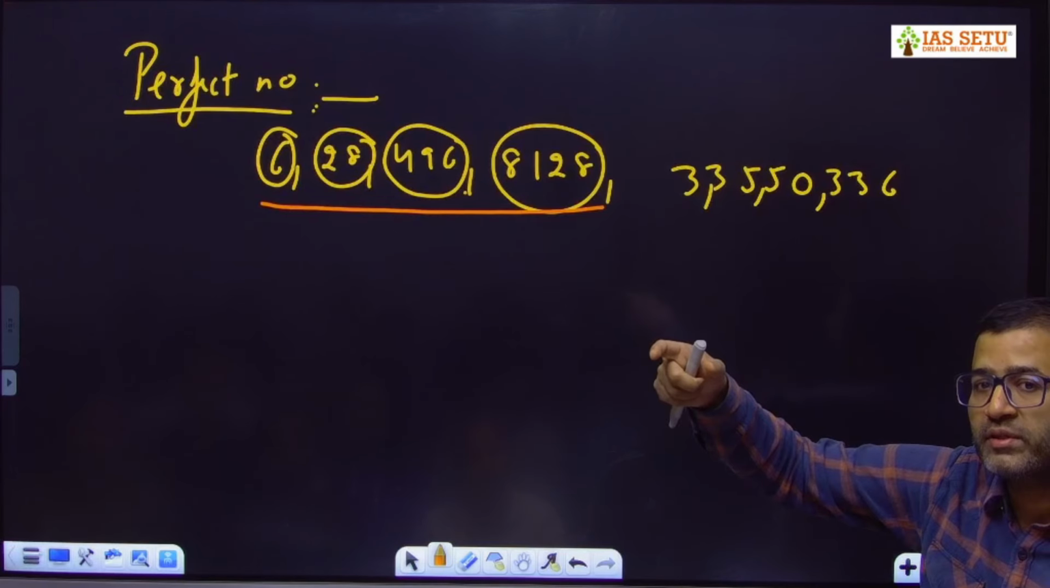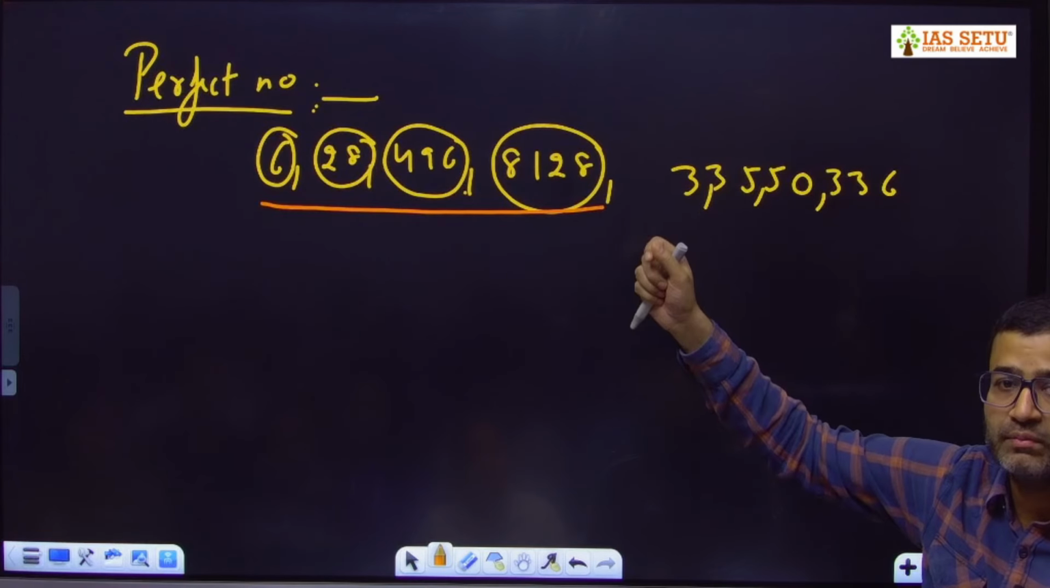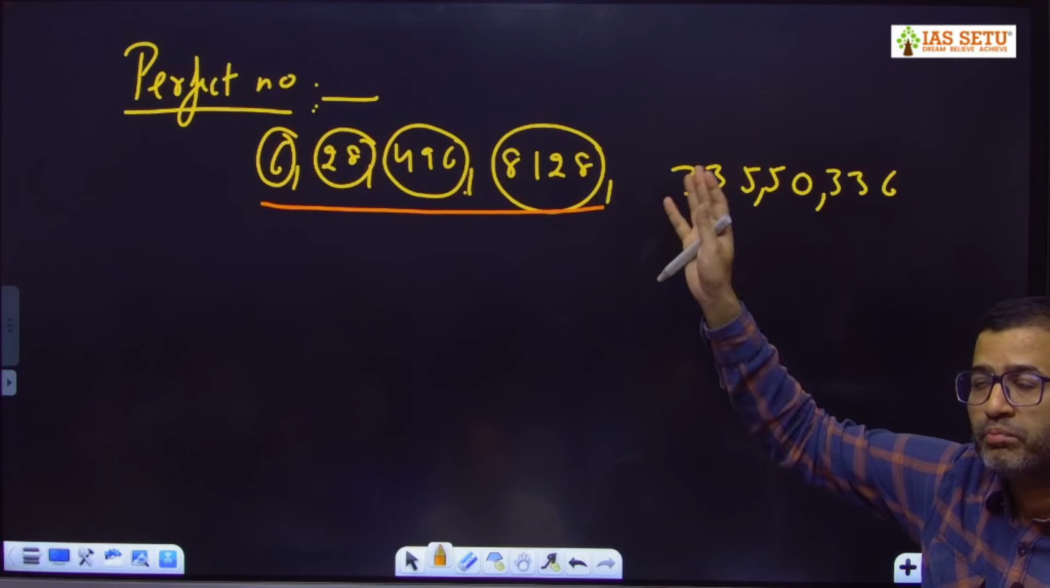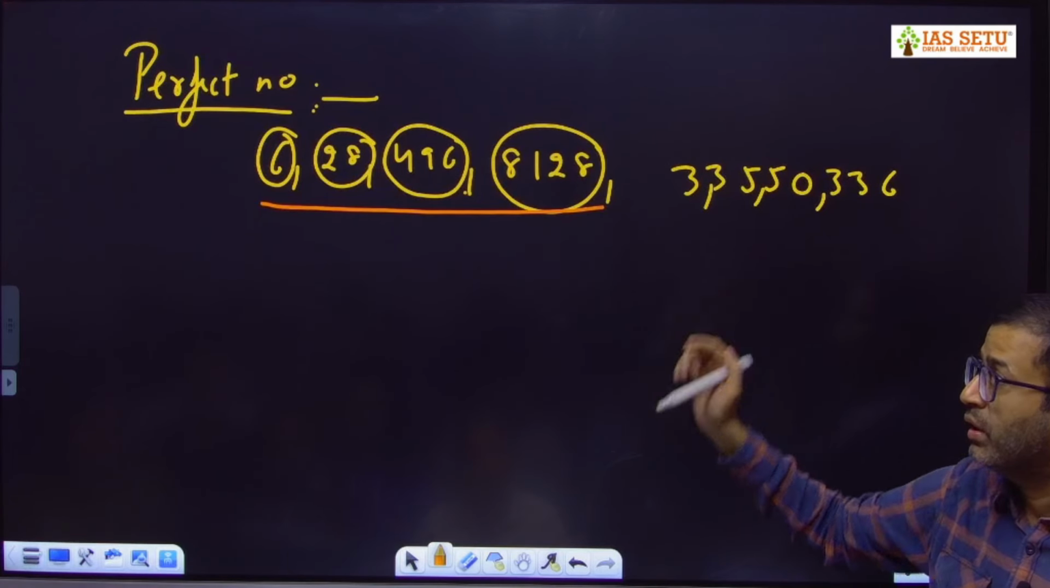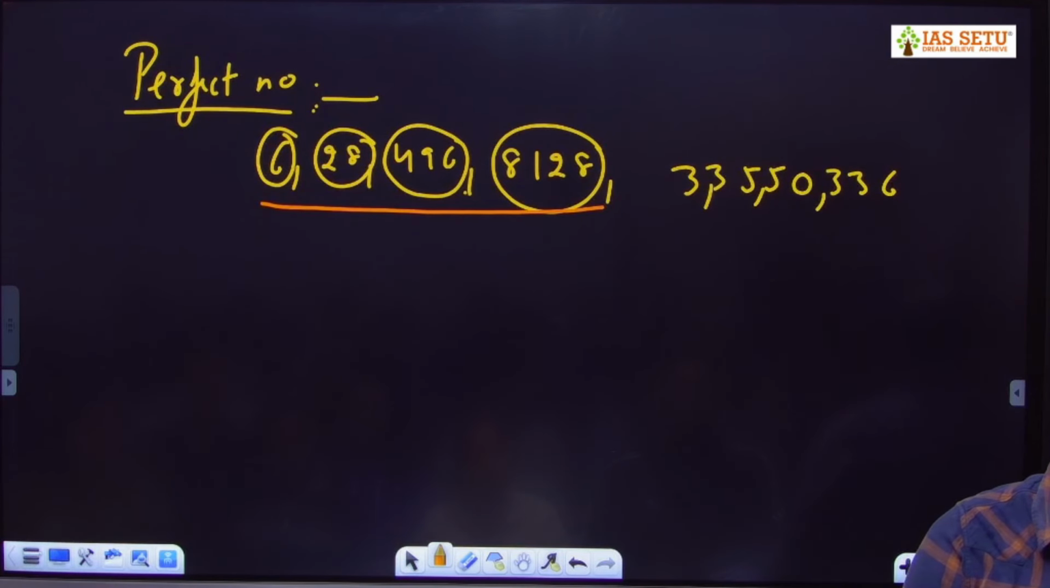आप घर पे जाके गूगल में चेक करना फर्स्ट 10 परफेक्ट नंबर. जो 10th परफेक्ट नंबर होगा उसमें 20-25 या ज्यादा ही डिजिट मिलेंगे. 30 डिजिट्स भी मिल सकती है. ओके, इज इट क्लियर? परफेक्ट नंबर.